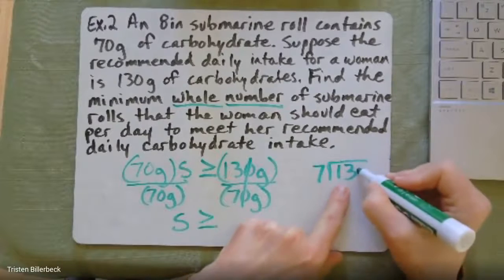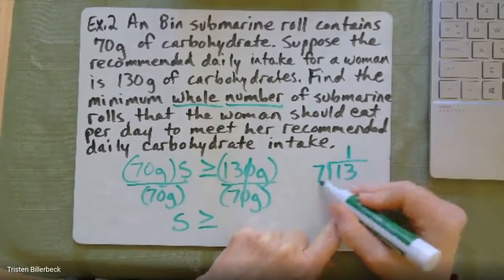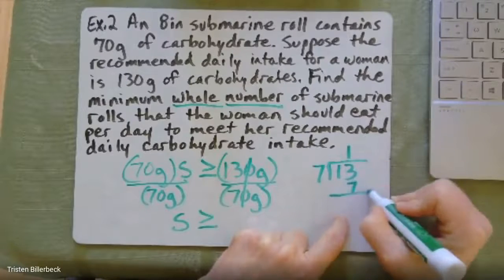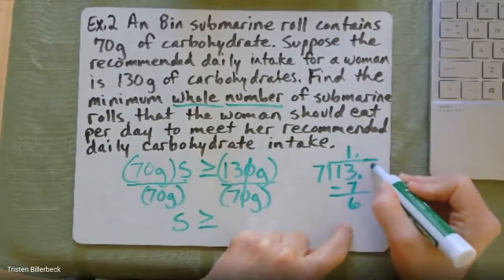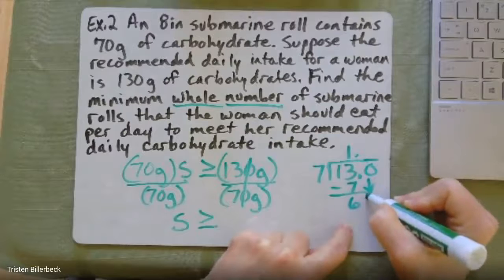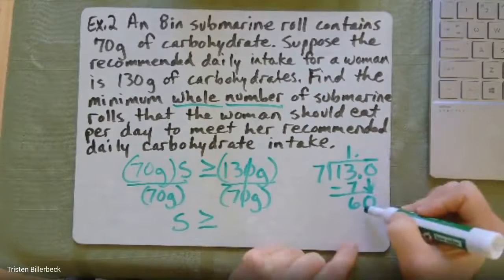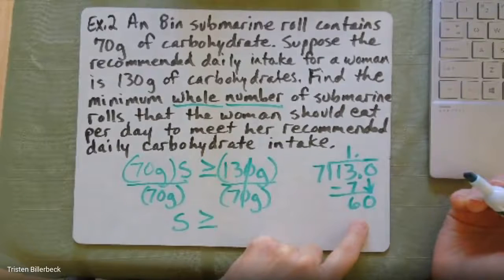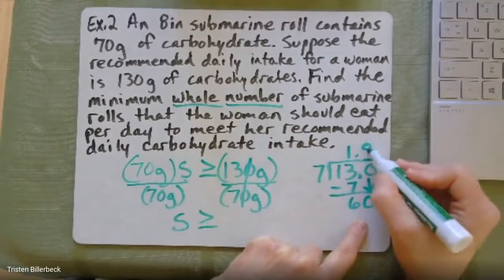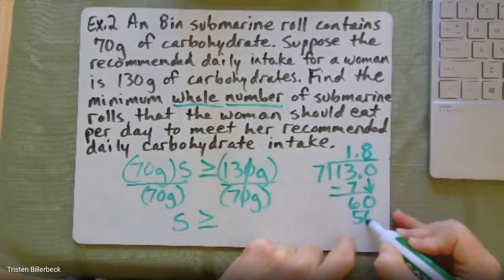So how many 7s in 13? 1. So that gives us 7. We subtract, we have 6. We have a decimal here. Oh no, it said no decimals. What am I doing? How many 7s are in 60? That would be 8. So that gives us 56.